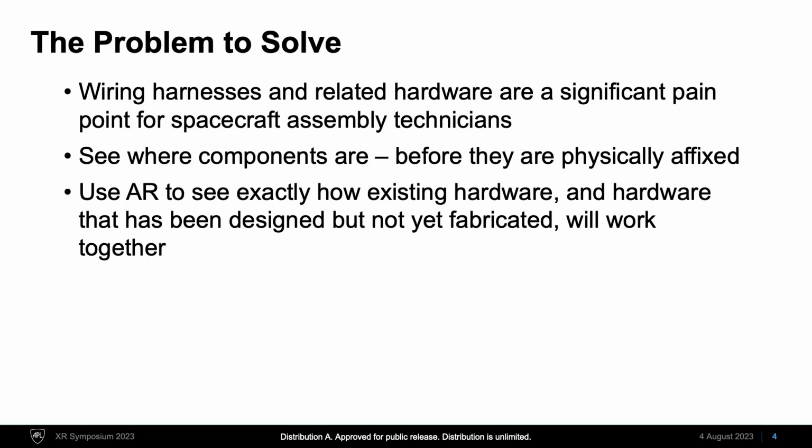In particular, one of the things I'll show, every one of these wiring harnesses needs a fair amount of hardware to hold it down. Tie downs and standoffs. This is the various hardware that the harness is attached to within the spacecraft. Figuring out where those go and managing them during the assembly process is a fair amount of effort. So we're going to use augmented reality to see exactly how existing hardware and hardware that has been designed but does not yet exist can work together and do so in a convenient way that actually makes sense for the technician today.